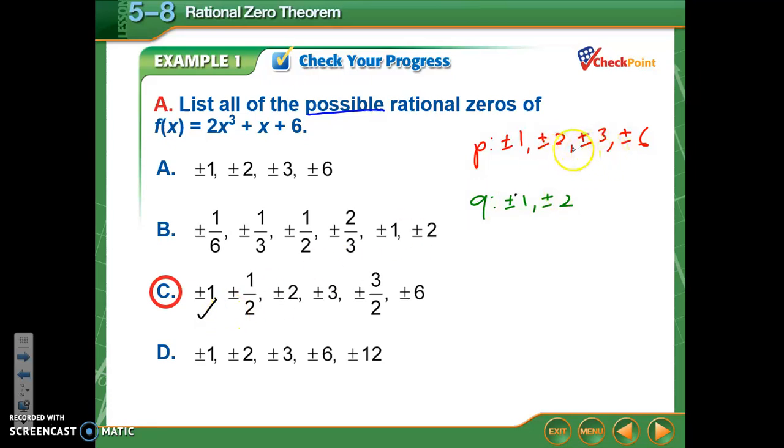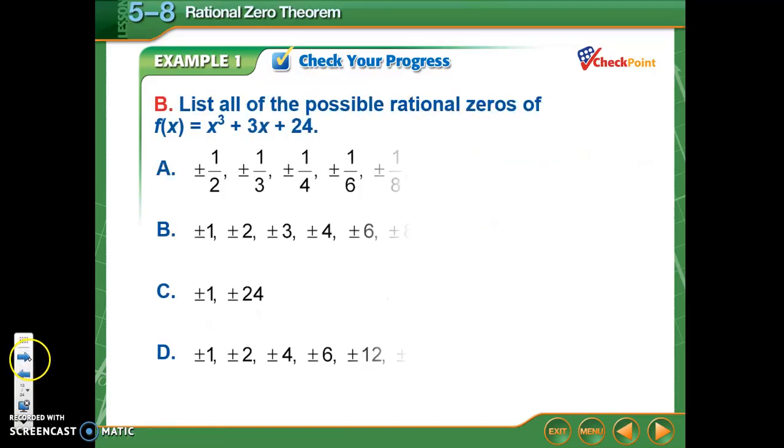3 over 1, which is 3. 3 over 2, 3/2. 6 over 1 is 6. And then again, 6 over 2 is 3, but I already listed that one, so I don't have to list it again. Okay, try this one.